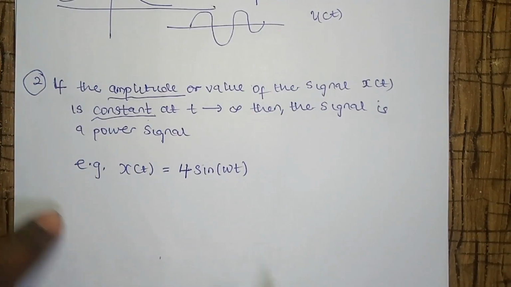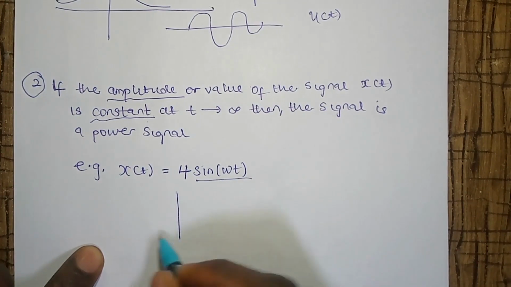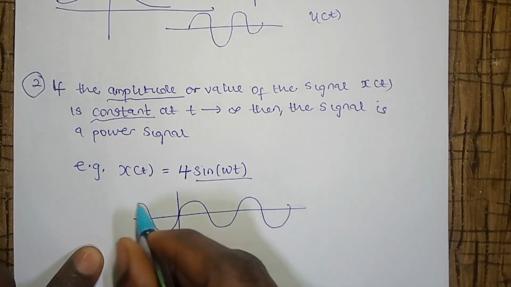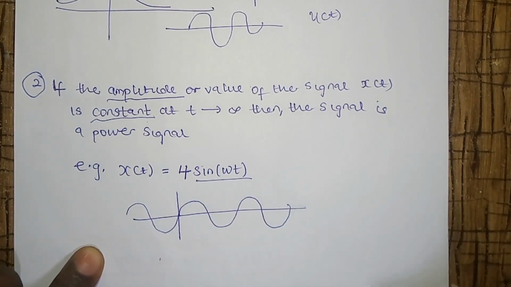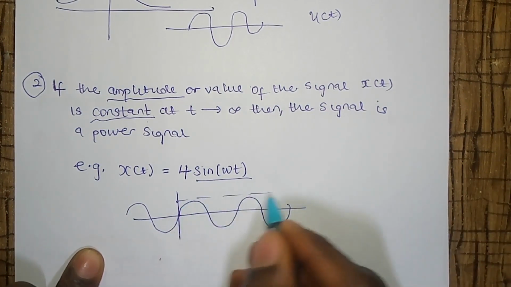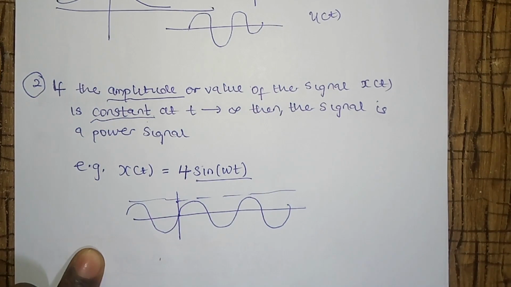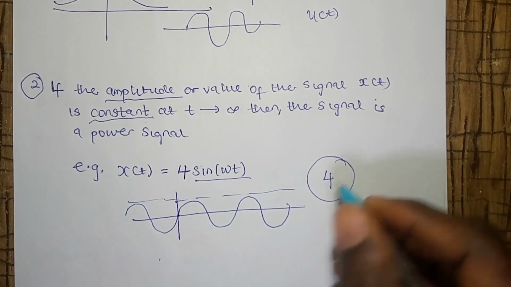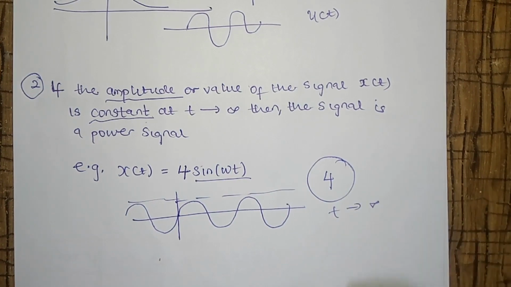Let's look at this example. This is a sine wave. Let's draw a sine wave. It keeps going to infinity, right? And say the amplitude is 4, as you can see. So since the amplitude is constant, it is 4, there's no way you can even apply t tends to infinity, right? Then definitely you can consider this to be what? A power signal.